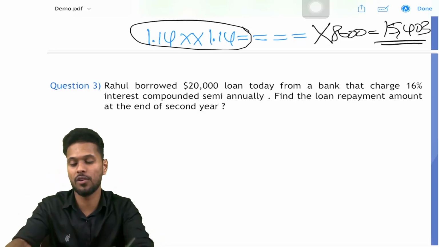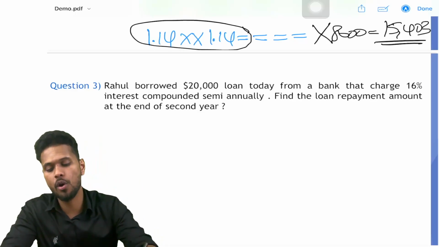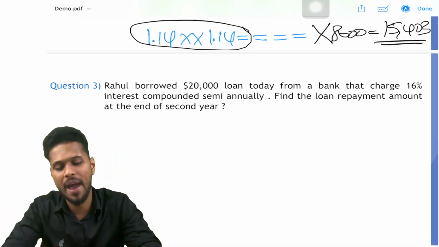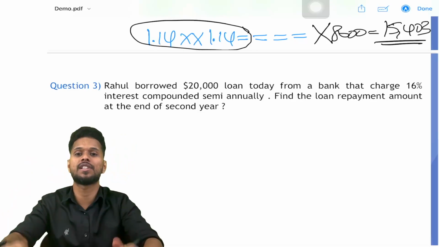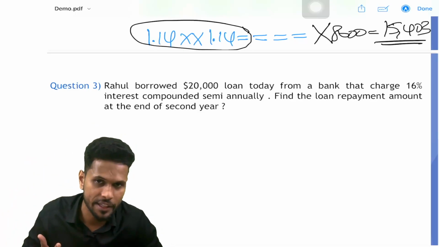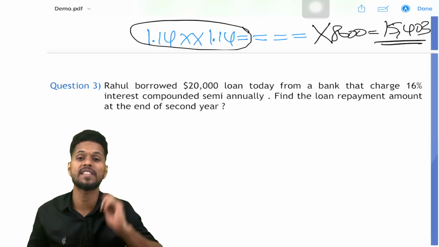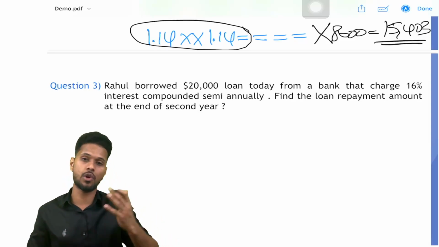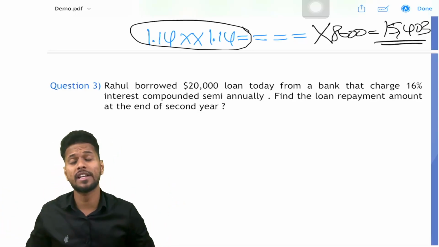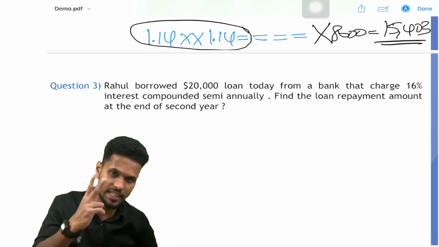So this is a case of a loan. Rahul borrowed a $20,000 loan today, meaning year 0, from a bank that charges 16% interest compounded semi-annually. So 16% is the annual rate, and the semi-annual rate is 8%. Whether it is a case of loan or deposit, the calculation will be the same. Find the loan repayment amount at the end of the second year.